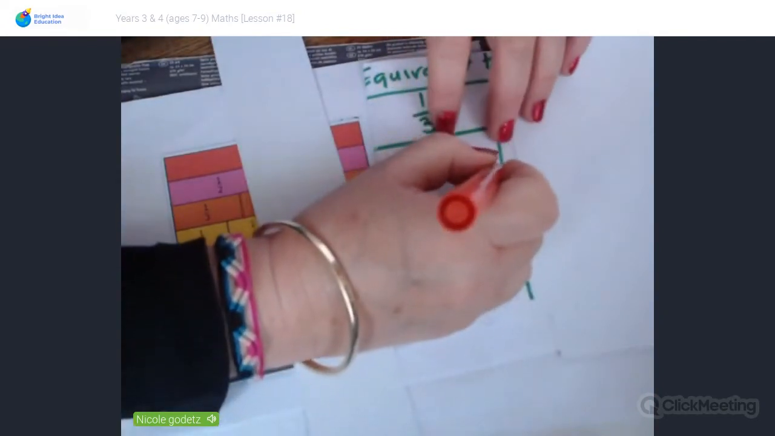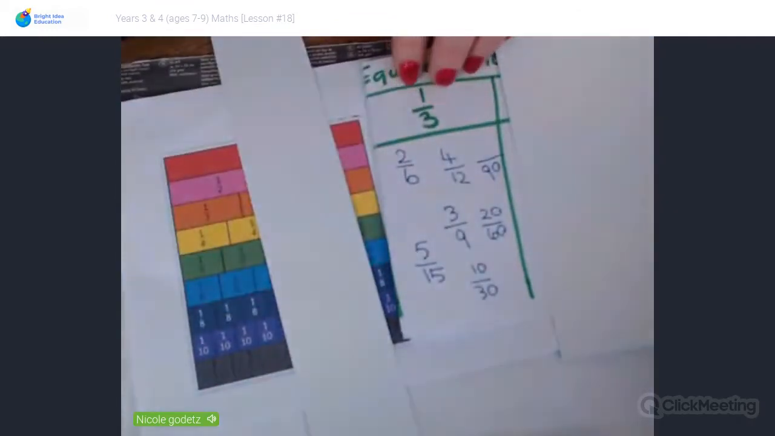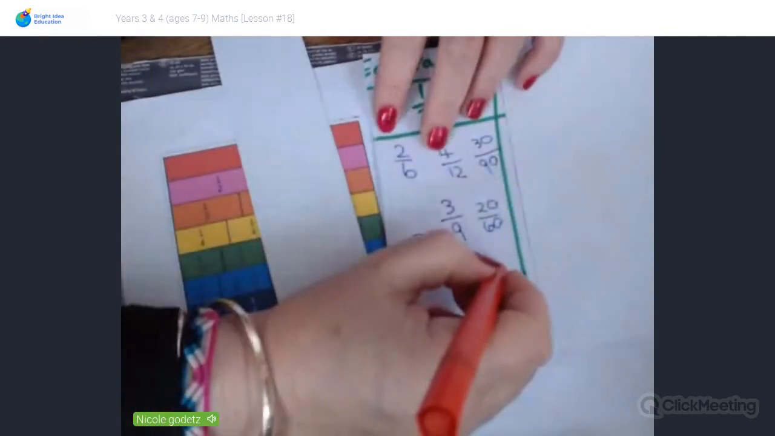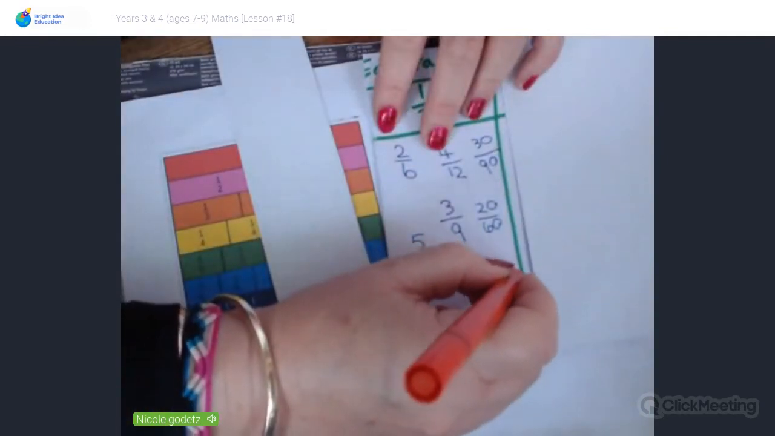How many 90ths are equal to a third? 3 times what is 90? Exactly.